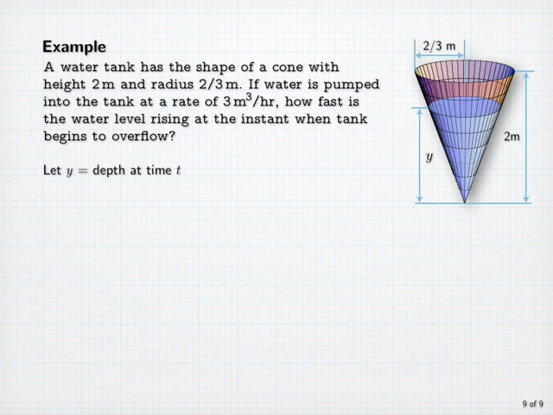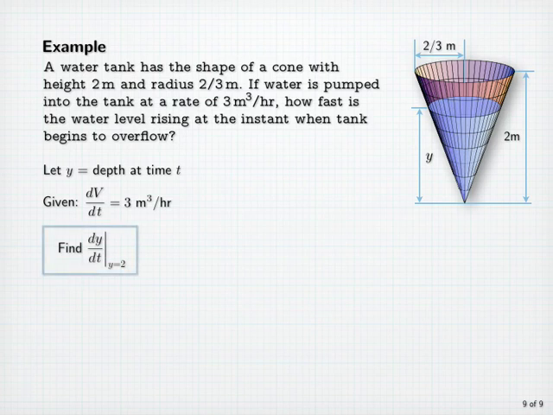Since we know that water is pumped into the tank at a rate of 3 cubic meters per hour, we know that the derivative of the volume with respect to t is a constant 3 cubic meters per hour. Now the speed at which the water level is rising is just the rate of change of y with respect to t. So we want to find dy dt at the instant when y equals 2, which is when the tank begins to overflow.